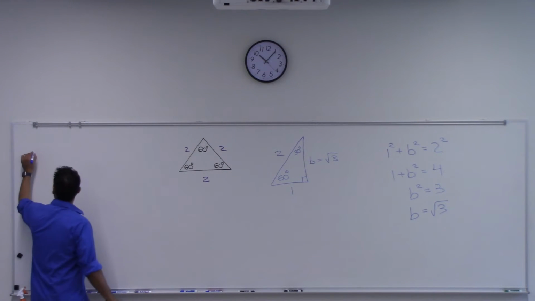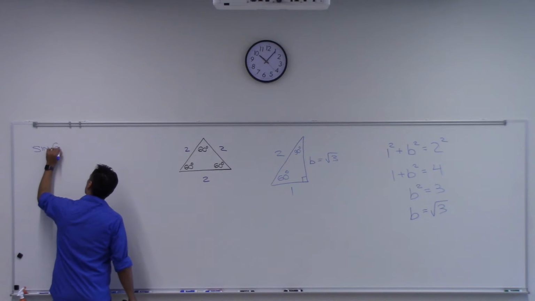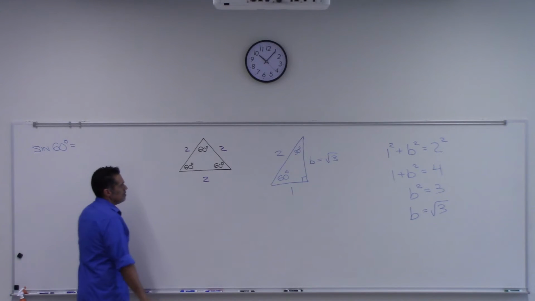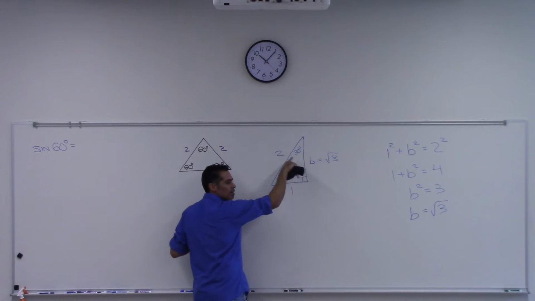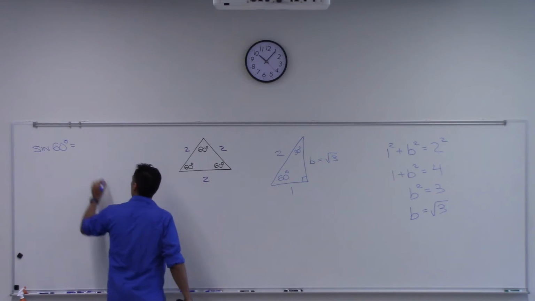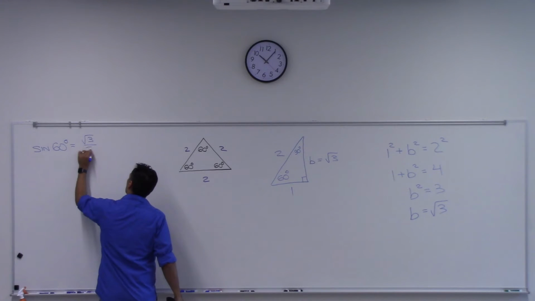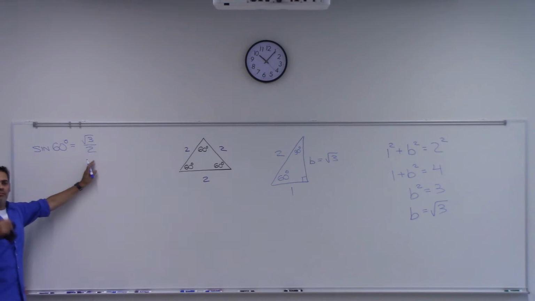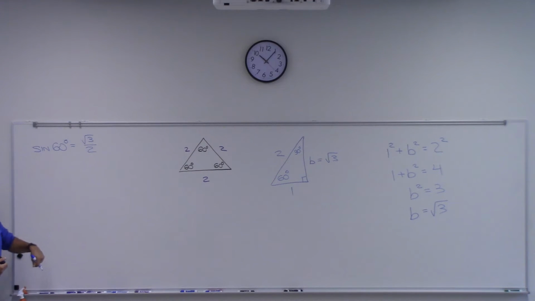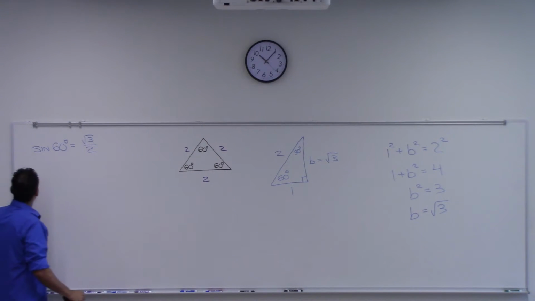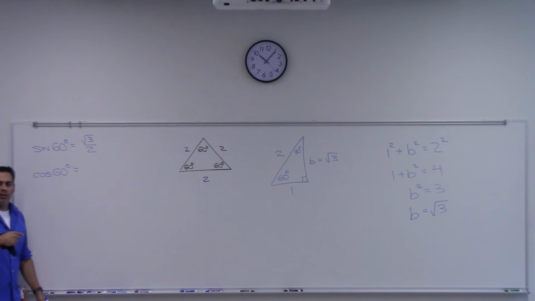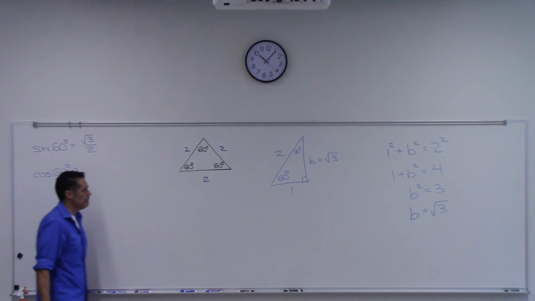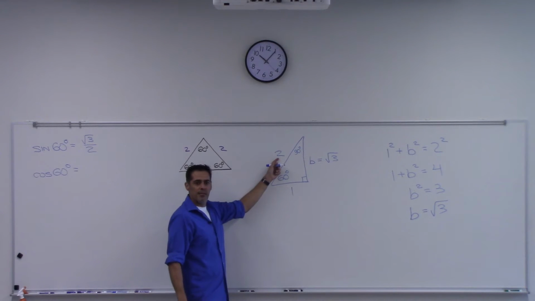So what is sine of 60 degrees? So here's 60 degrees. Sine is SOHCAHTOA, so opposite over hypotenuse. So what is it? Square root of 3 over 2. Is it okay to leave it like this? Yes, because it's rationalized. The denominator doesn't have a square root. So that's it. Cosine of 60 degrees. Adjacent over hypotenuse. What's adjacent? 1 over 2, right? So 1/2.